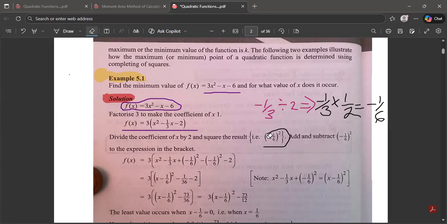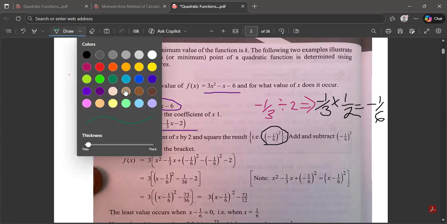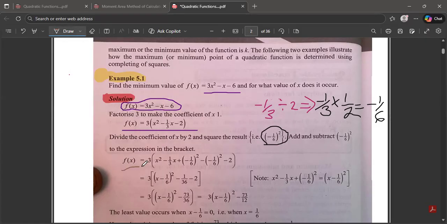Exactly. At the end of the day, what did they do next? They add and subtract the negative 1 over 6 all squared to the expression in the bracket. Okay. So from there, this is what they came to do over here. I'm teaching you how to understand your own book, even before I start to pick questions from it and solve.